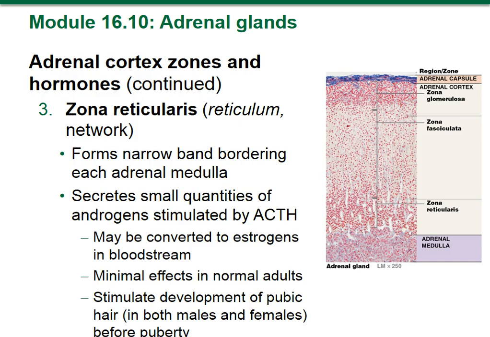Moving down in the cortex to the zona reticularis. It's a narrow band that borders the adrenal medulla. Here we secrete small quantities of androgens. Again, this is stimulated by ACTH. And we can convert them to estrogens in the bloodstream. For the most part, not a lot of effects in the normal adult, but it does stimulate the development of pubic hair in males and females before puberty. So that's your androgens. Still in the adrenal glands, keep in mind.